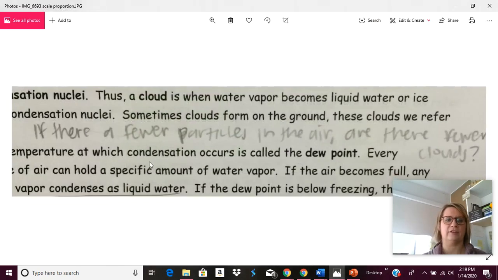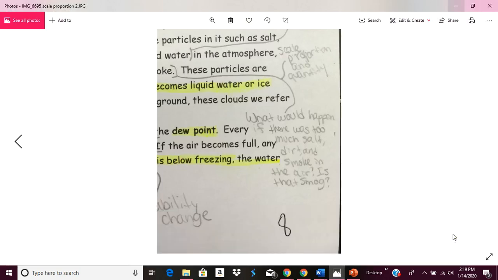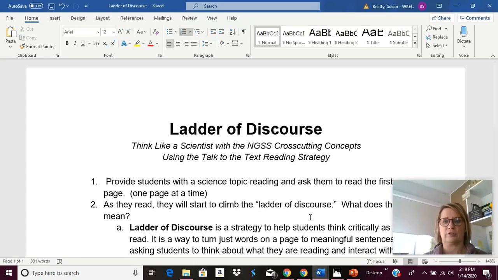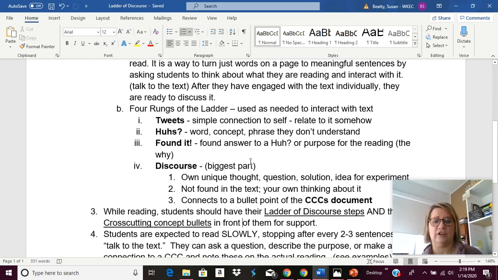This one is about scale and proportion. I know you can't see that very well, but it causes the student to ask a question about, if something changes or does something happen, how does that affect the amount of something or the scale of something or whatever? And again, there's another scale, proportion, and quantity example. I've got lots of these examples. If you want to see them more closely, just let me know, and I'll be glad to share any of this.